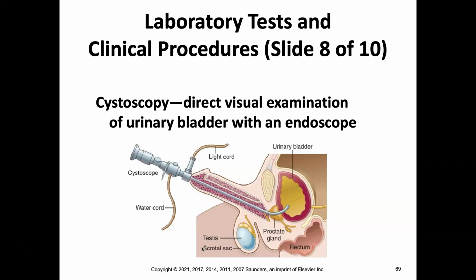This is an example of a cystoscopy. It gives you an idea where you can see the scope and you can see that there's light, there's water, and they can even add instruments to the end to go up in there and take a biopsy or that type of thing. In this case, they're just taking a visual exam.